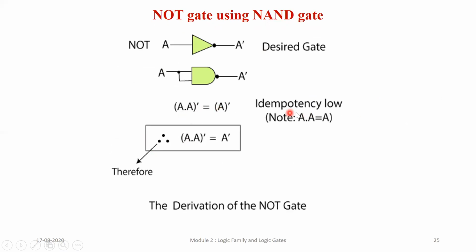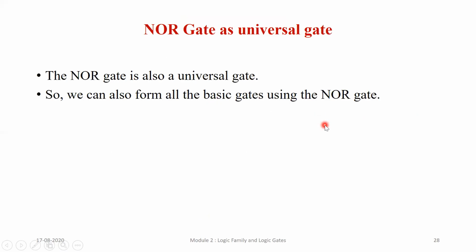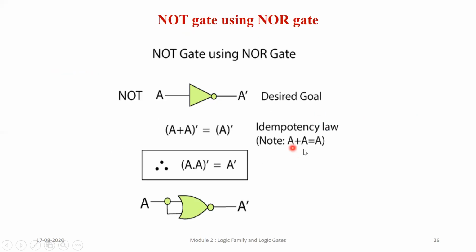So we see it was idempotency law only. A dot A is A. Only with the NOR, what we are doing is instead of A dot A, we will use A plus A. A plus A is A. So A plus A, the whole complement is A complement. Yes, here write A plus. So NOR gate, what I am doing is both the inputs I short, and I give A as the input. See, this is the joining point.